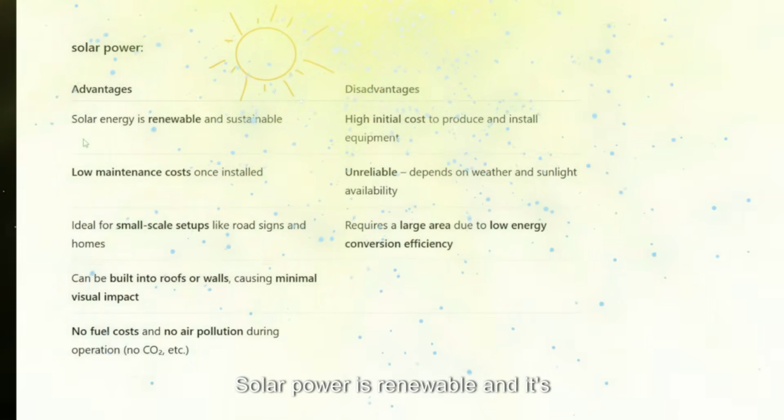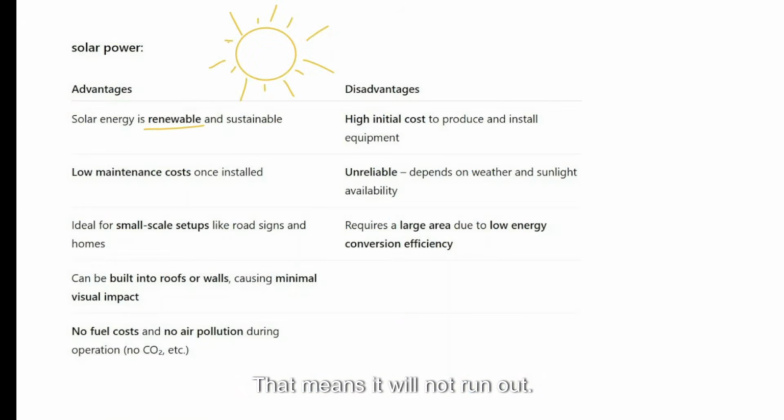Solar power is renewable and it's sustainable. That means it will not run out. It has low maintenance once installed. Ideal for small scale setups like road signs, because you don't need to have wiring to connect to the national grid. You can have it anywhere you want, can be built into roofs or walls. You can sort of integrate it. It has a minimal visual impact, no fuel cost, no air pollution during operation, like no carbon dioxide.